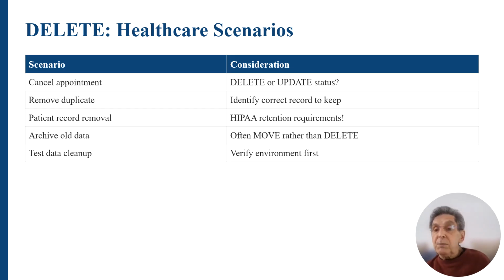Removing duplicates is a legitimate cause for a delete, but you need to first carefully identify which of the records, if you have duplicates, is the correct one to keep and which one to delete. Patient record removal is complicated by HIPAA regulations and retention requirements. Healthcare organizations are legally required to retain medical records for specific periods, often 7 years or longer, depending on the state. You just can't delete patient data because someone asks you to, or because you think the data is old. Archiving old data often involves moving records to archive tables rather than deleting them.